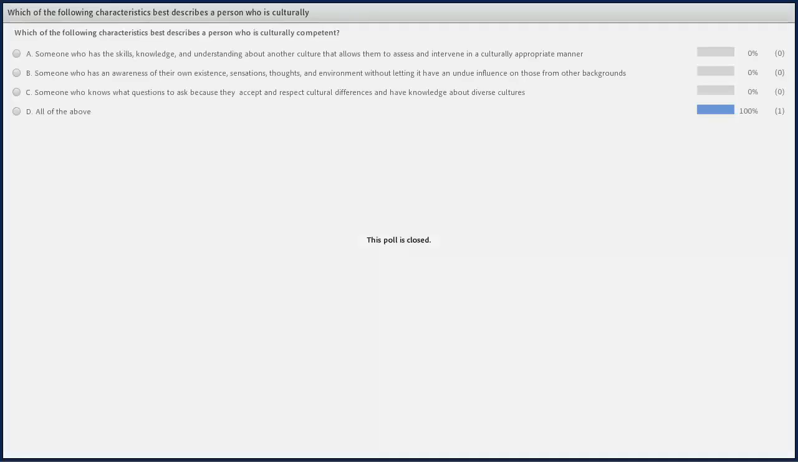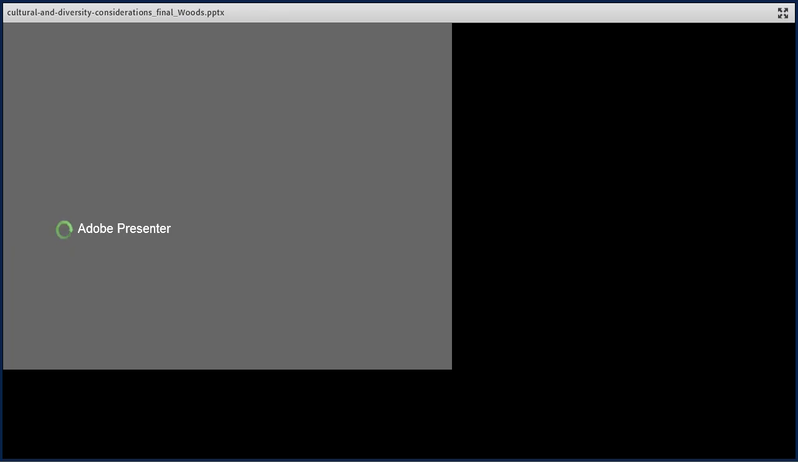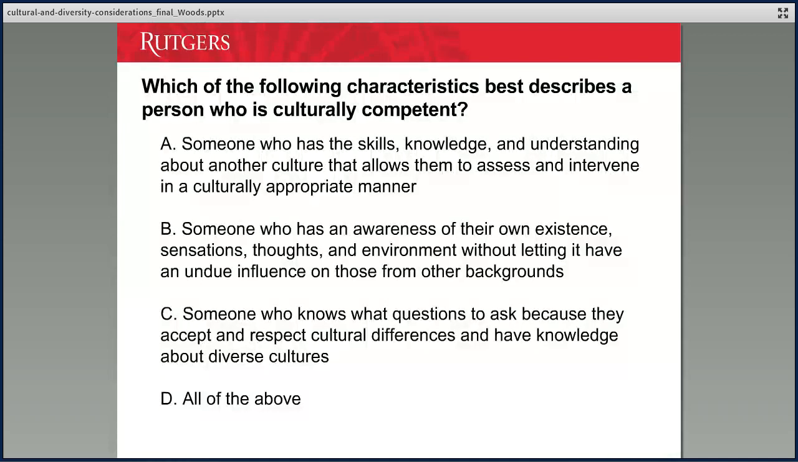If you pick D, all of the above, you are correct. Just smiling or hanging out with people from other cultures does not make you culturally competent. It takes some work and some skill building.